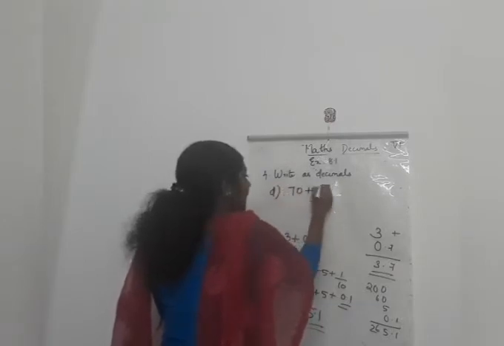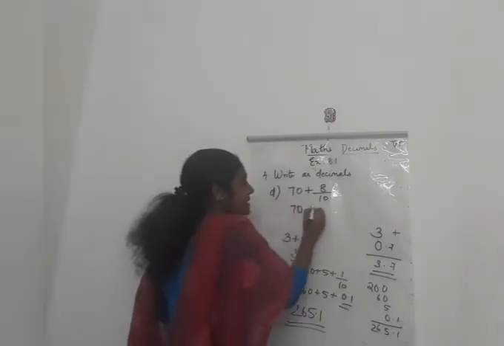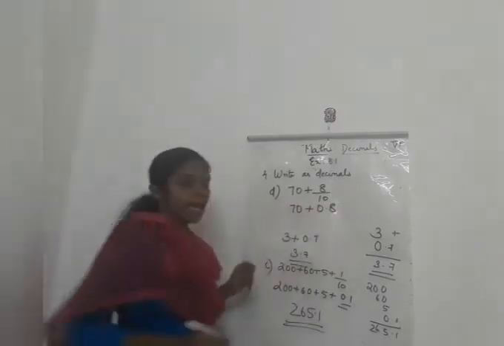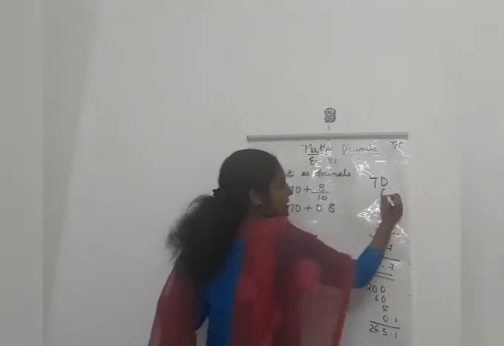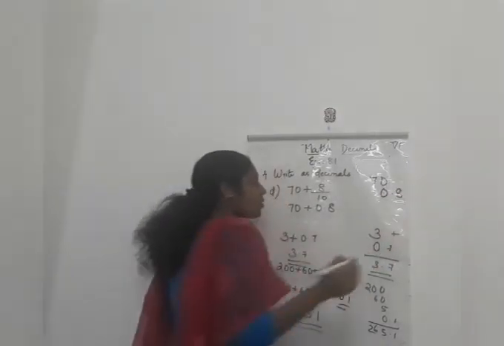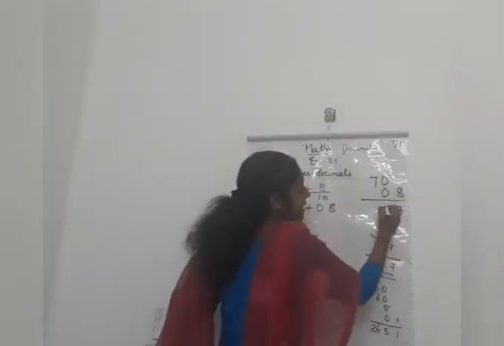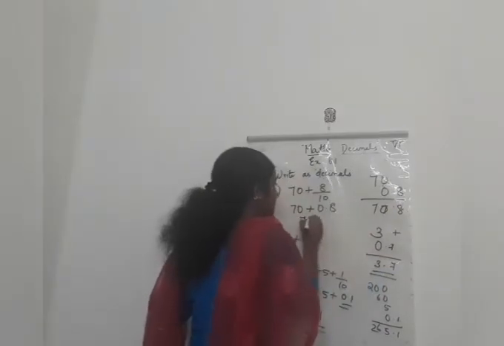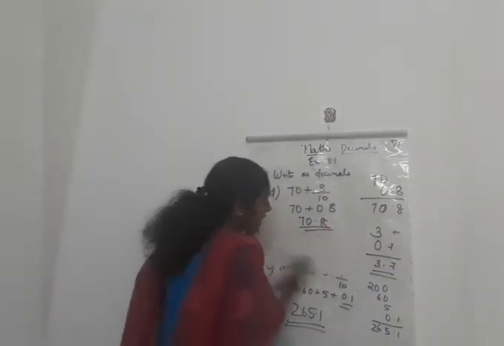70 plus 8 by 10. Okay, so 8 by 10 means it is 0.8. നമുക്ക് ആഡ് ചെയ്യാം 70 plus 0.8. So the answer is 70.8. Okay, this is the answer. So we have converted it into decimal.